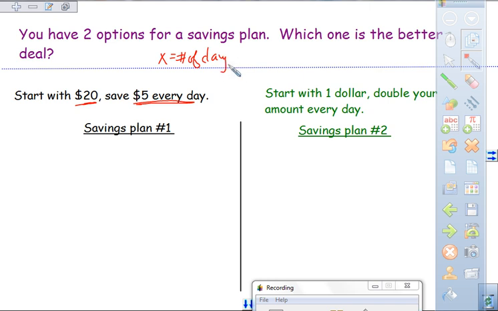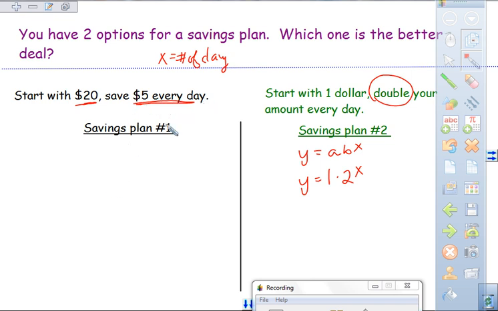We have to decide which of these is going to be an exponential model, and if it's not exponential, then what is it? So I see the word double. So that's going to tell me that I'm doing exponential growth. So y equals AB to the power of X. So I start out with $1, and I'm going to double every day. Whereas savings plan 1, I just earn $5 more every day.